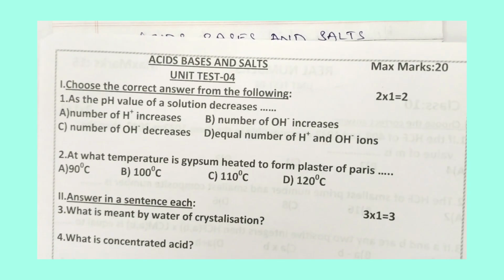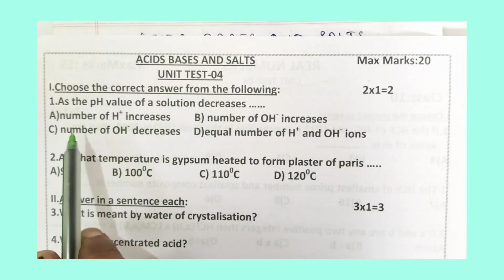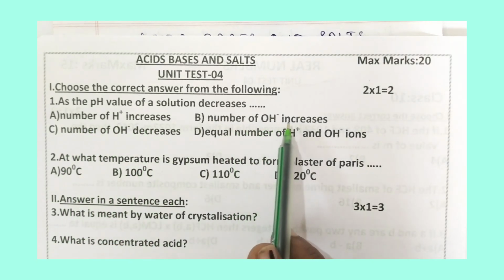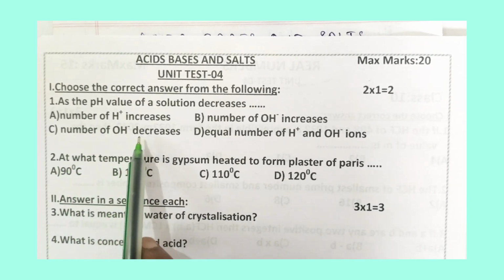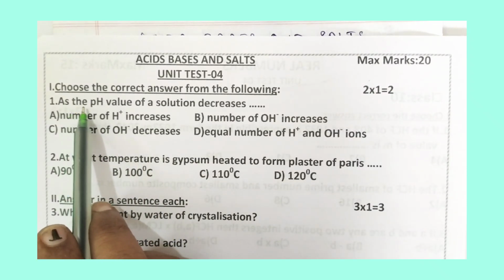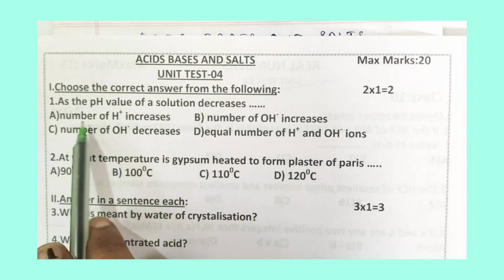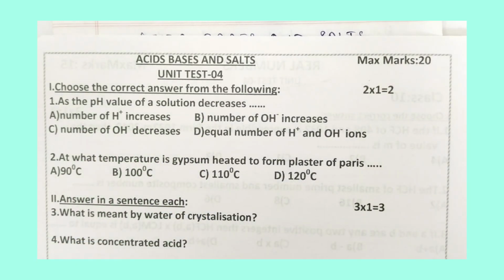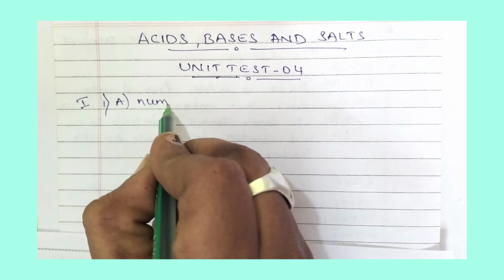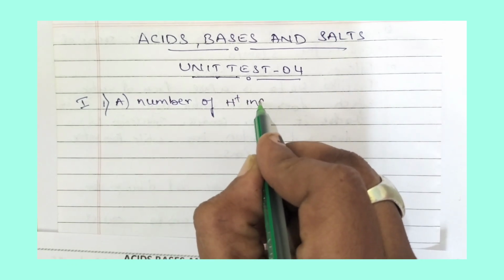So the first question of unit test paper number 4 is, as the pH value of solution decreases, number of H plus ions increases, number of OH minus increases, number of OH minus decreases, or equal number of H plus and OH minus ions. So here, as the pH value of solution decreases, the number of H plus increases. So the answer for the first question is option A, number of H plus increases.